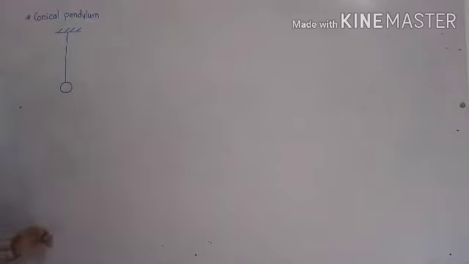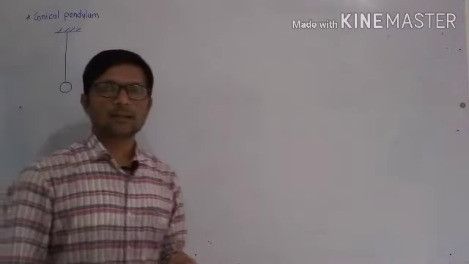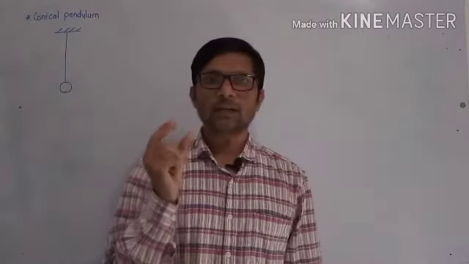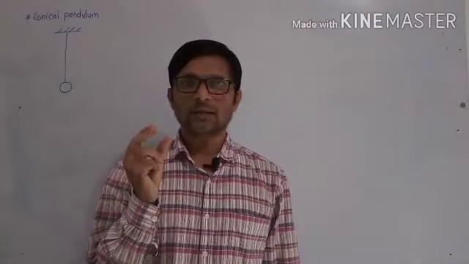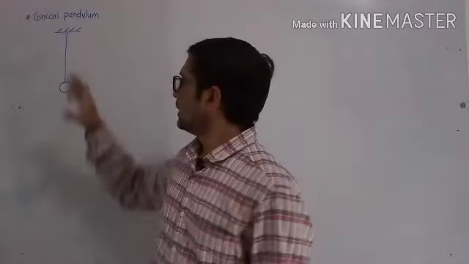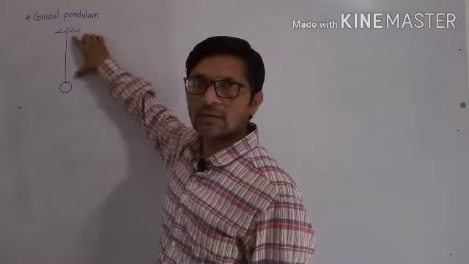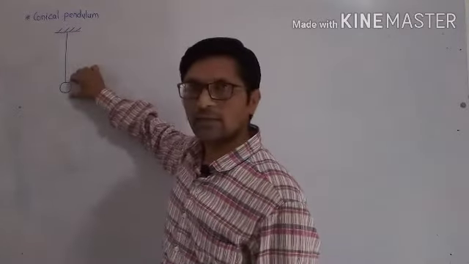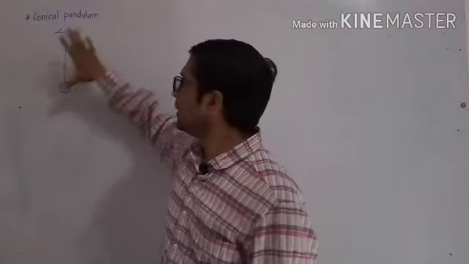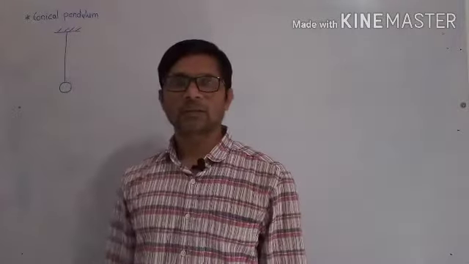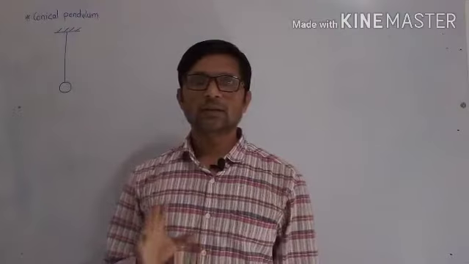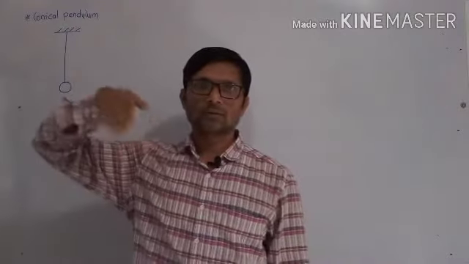in which one end is fixed to the ceiling and to its free end a heavy spherical bob is attached. Now that string has a certain length and to its free end there is the spherical bob. Now this is called the simple pendulum. You might have seen the pendulum clock.